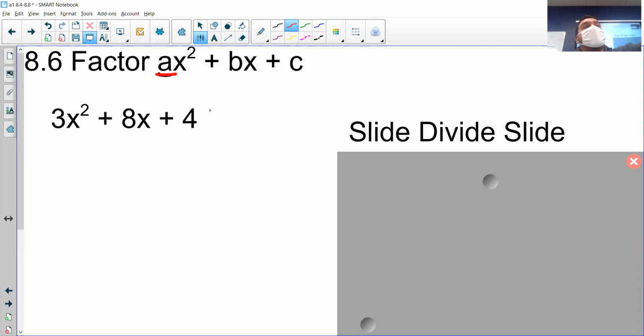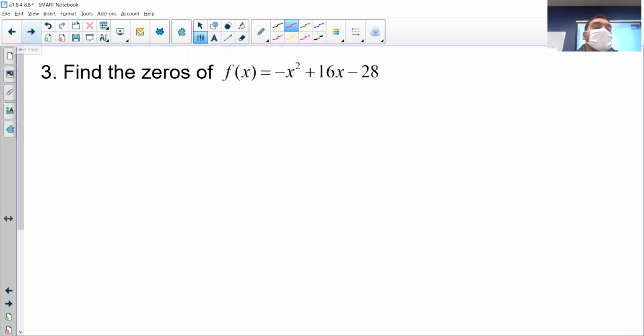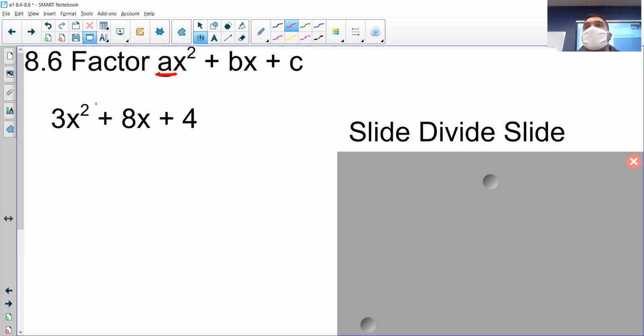No, the whole time we had an a value. Before, when we didn't have an a value, we could just do what multiplies to c and adds to b, and then just do that. And we're really happy. Now what we're gonna have to do is an extra step in the beginning and an extra step in the end. And that's called slide, divide, slide. And you'll see how that looks.